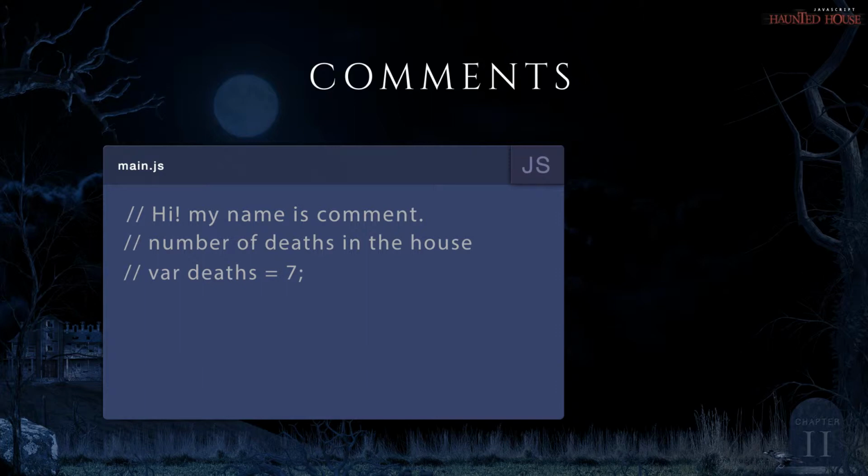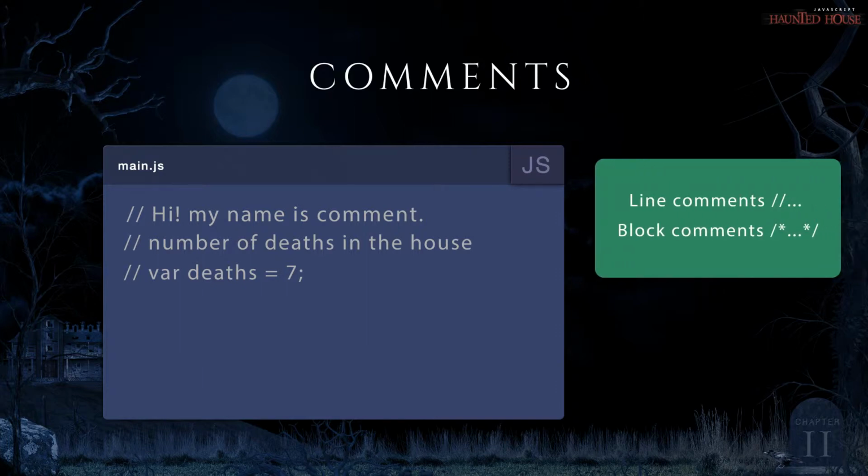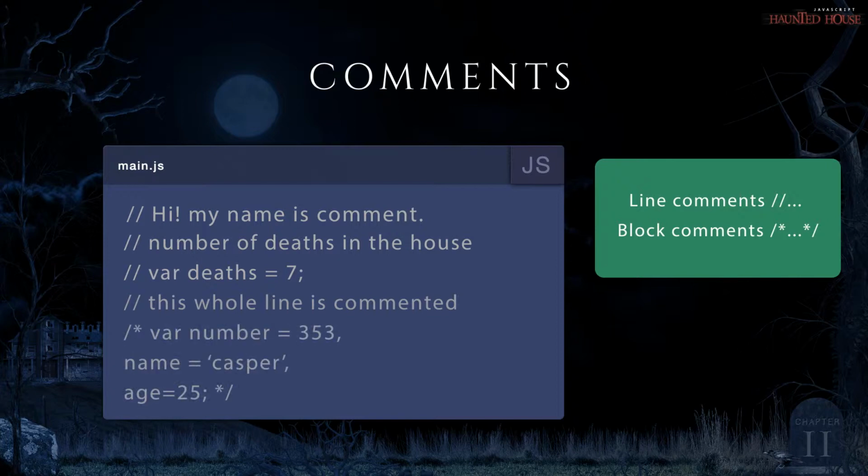There are two types of comments, line comments and block comments. A line comment is represented by two bars and will comment the whole line. The block comments are represented by a bar followed by an asterisk at the beginning and an asterisk followed by a bar at the end, commenting all the code inside them. It is usually multiple lines.